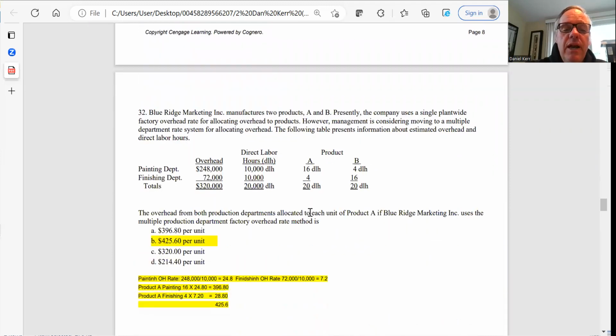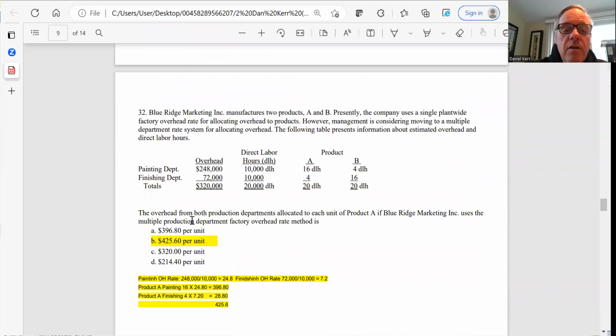And this last one here, another computation. What do they want us to do? The overhead for both production departments allocated to product A, if Blue Ridge Marketing uses the multiple production department factory overhead rate. So what you need to do is come up with two overhead rates. The overhead rate in painting is 248,000 divided by 10,000 labor hours, so that's 24.8 an hour. And the finishing is 72,000 divided by 10,000 hours, so that's $7.2 an hour.